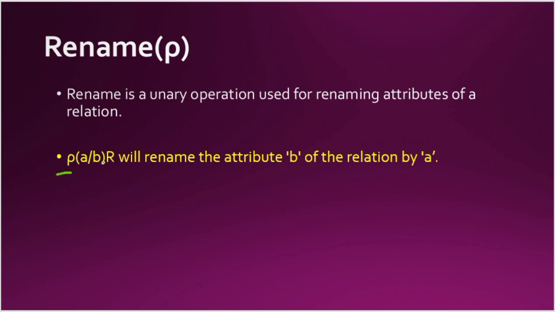Just check here. So here what I am going to do, A by B, that means A slash B, and R, that means here I have mentioned R. R is a table name. So here A slash B means I am going to rename the attribute B of a relation by A. So the B attribute, that means the name B will be replaced by A. So that means here A by B they have mentioned and the rename symbol is there. So after that, just go for the next operator.